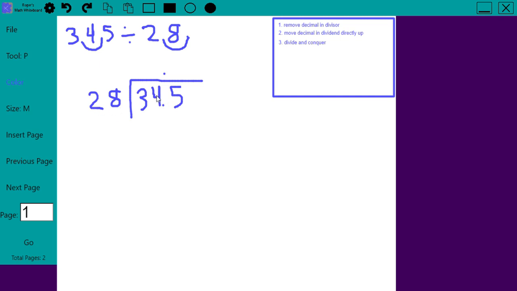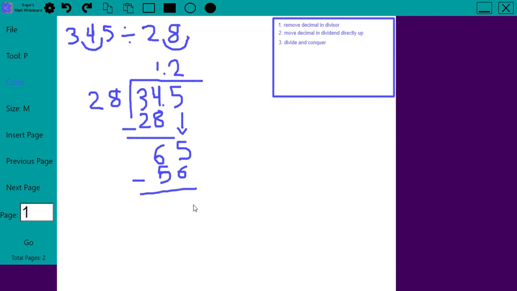So 28 goes into 34 once. 28 times 1 is of course 28. Subtract, I get 6. Bring down my 5. 28 goes into 65 twice. 28 times 2 gives me 56. Subtract, and I'll get 9.